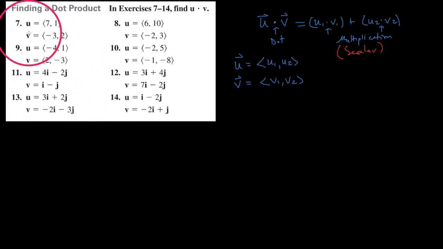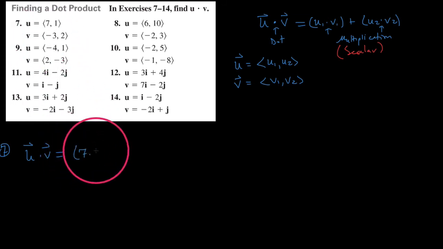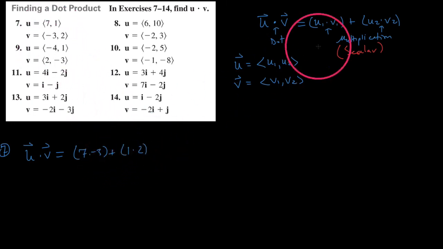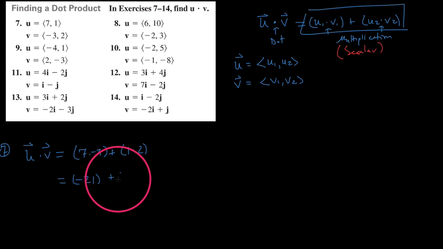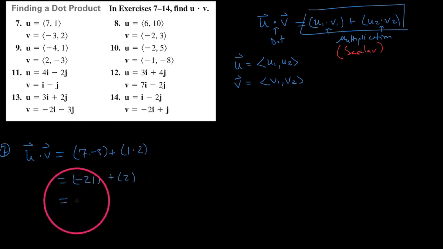Looking at these, say 7 through 13 here, we have to find the dot product of u and v given two vectors. When we write the dot product, let's say this is number 7, I want to see that you're writing first u dot v, and then right next door we multiply our horizontal components. So 7 times -3, and we'll add that to 1 times 2. I just used the same formula that you're given up over here. What we end up with is -21 added to a +2, and we end up with this number -19.